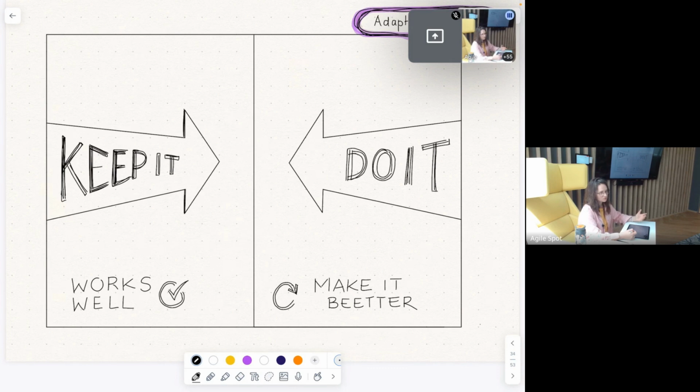An even simpler one for a meeting: what worked, what didn't. We have two arrows, keep it or do it, so something new. And we have checkpoints and a scribbly arrow.